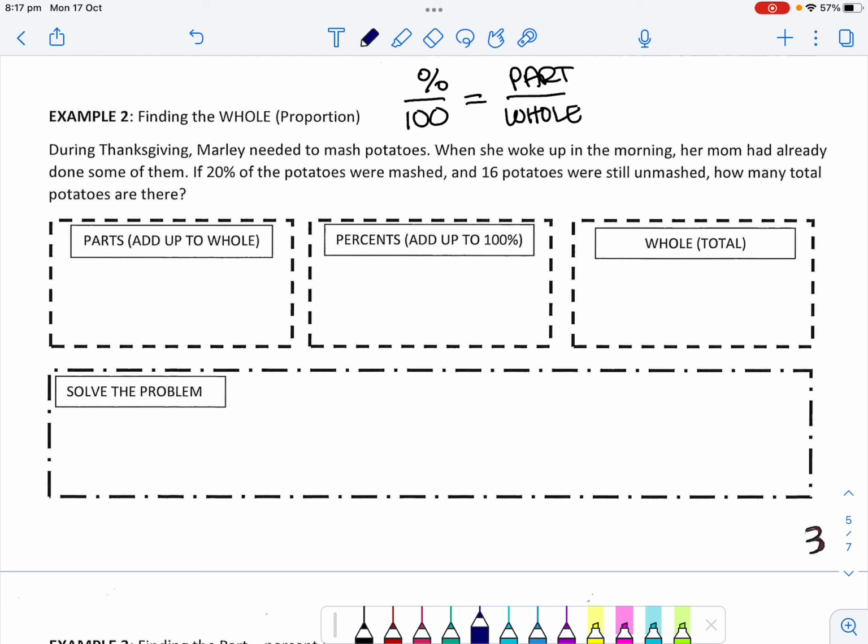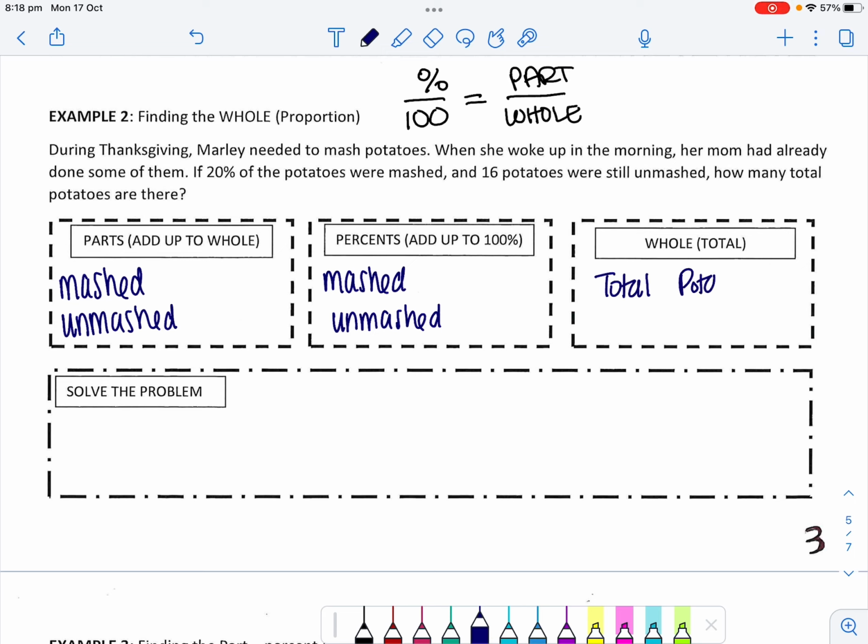So again, the first thing I'm going to do is break down my parts, percents, and whole. So I've got mashed potatoes and unmashed potatoes. And just like the last problem, the two parts add up to the whole, and the percents should represent the same thing. So mashed and unmashed. And then my whole in this one is going to be total potatoes.